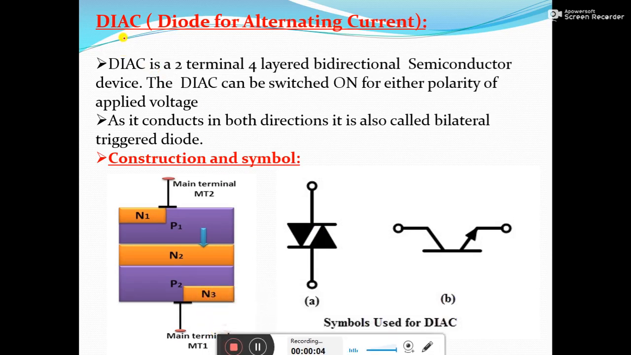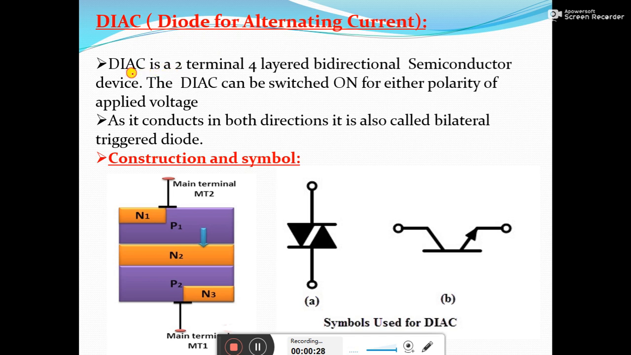So we will discuss the next type of special semiconductor device, that is the diac. Diac is nothing but a diode for alternating current. Normal PN junction diodes are diodes for direct current, and these kinds of special semiconductor devices are the diode for alternating current.